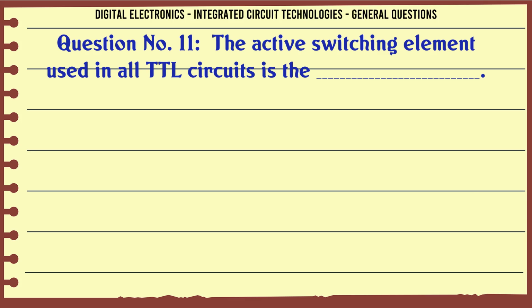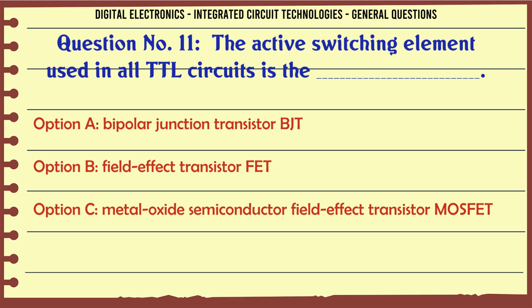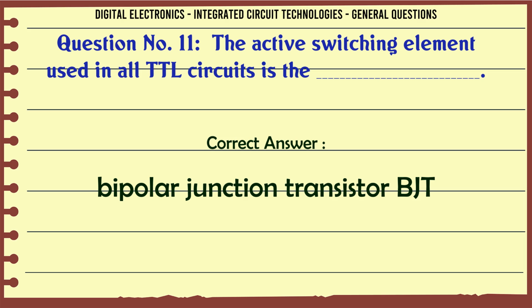The active switching element used in all TTL circuits is the A, bipolar junction transistor, BJT. B, field effect transistor, FET. C, metal oxide semiconductor field effect transistor, MOSFET. D, unijunction transistor, UJT. The correct answer is bipolar junction transistor, BJT.